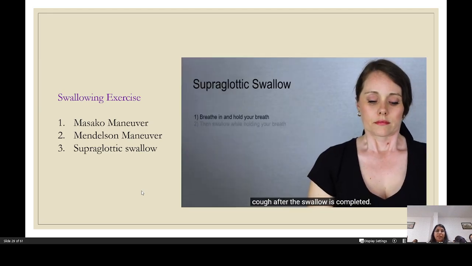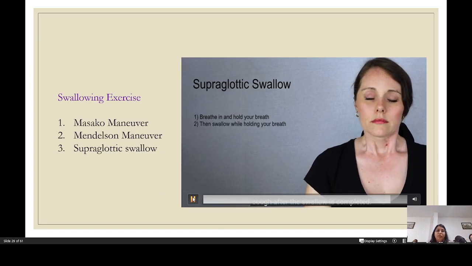This is the supraglottic exercise. Breathe in and hold your breath, then swallow while holding your breath, and then cough.